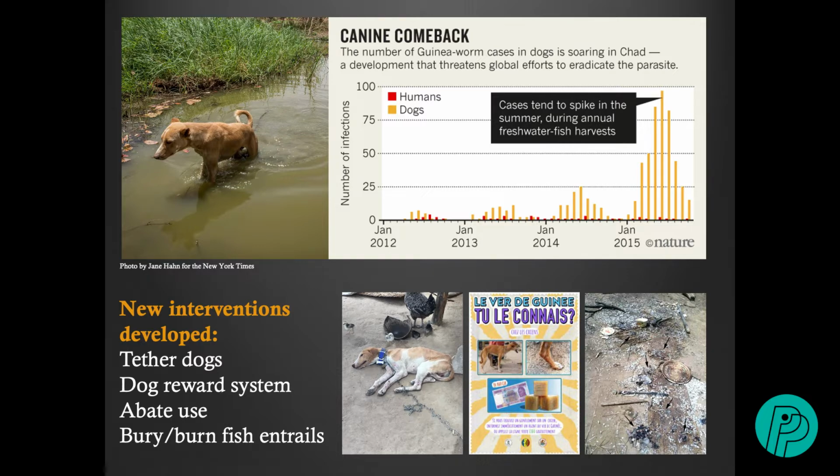The use of a bait in and around villages with known dog infections to try to remove any risk of guinea worms being present in copepods in the water. And then, as you'll see later on, some of the research that's been done sort of suggested fish are involved in transmission. And so there's new interventions in place to get villagers to bury or burn the fish entrails so that dogs and cats and other animals don't have access to them.